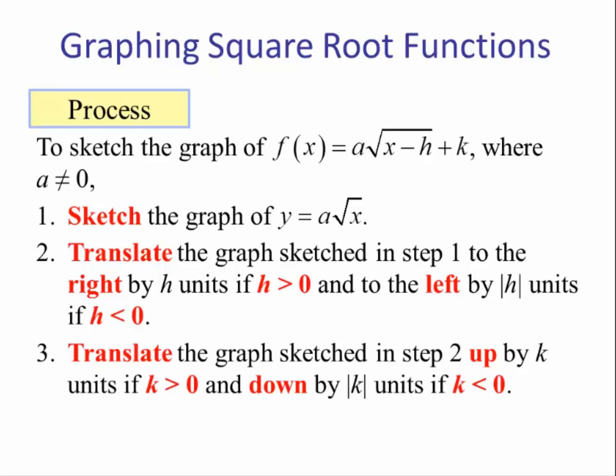To sketch the graph of f of x equals a times the square root of x minus h plus k, where a is not equal to 0: number 1, we sketch the graph of y equals a times the square root of x. Number 2, we translate the graph in step 1 to the right h units if h is positive, and to the left absolute value of h units if h is negative. Number 3, we translate the graph sketched in step 2 up by k units if k is positive, and down by the absolute value of k units if k is negative.